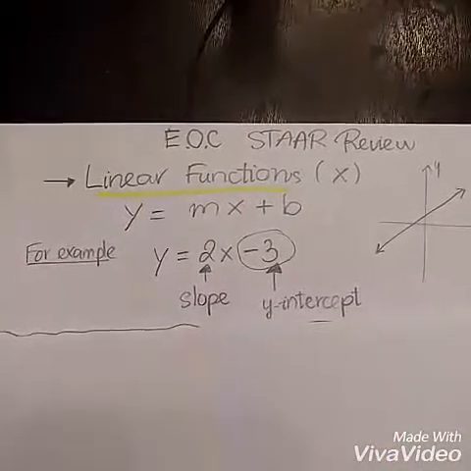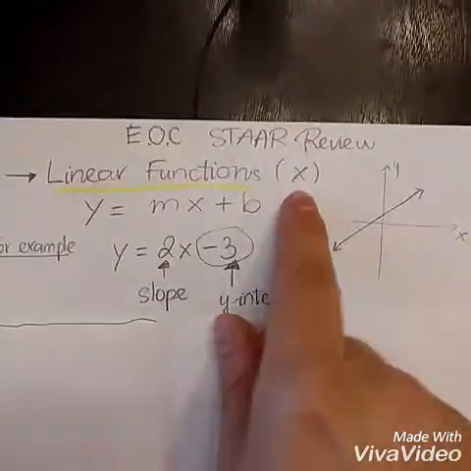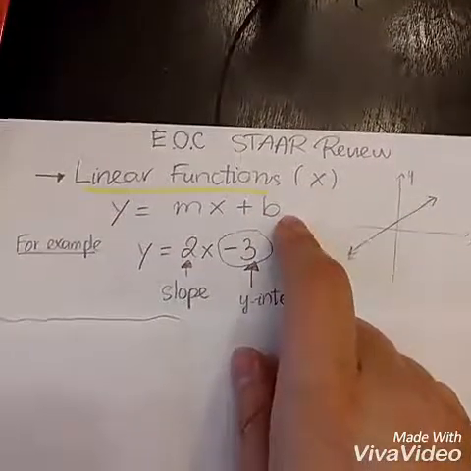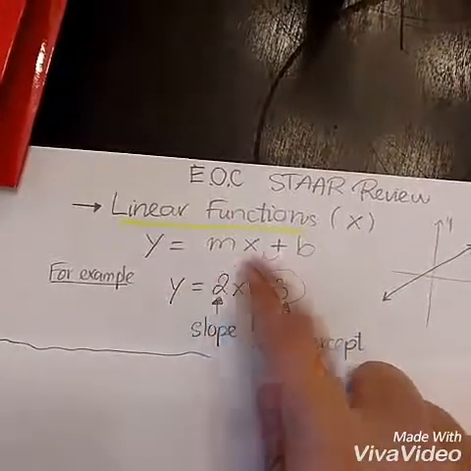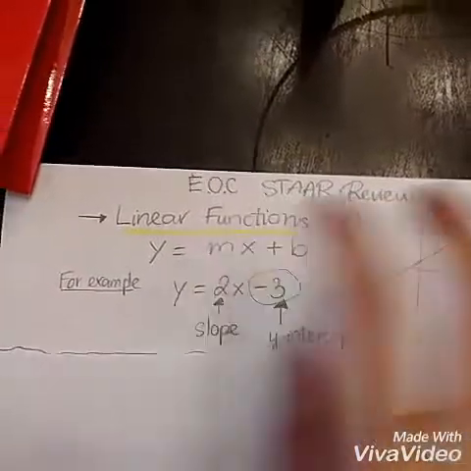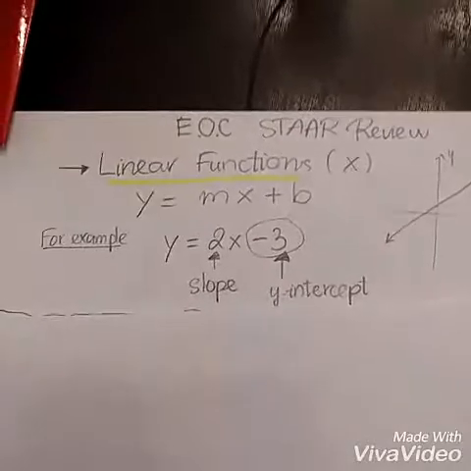The first topic that I want you to review is linear function, where your equation is going to only have x. Y equals mx plus b. This one is called the slope-intercept form because it has the slope and the y-intercept in the equation. This is the form that we usually have to find.